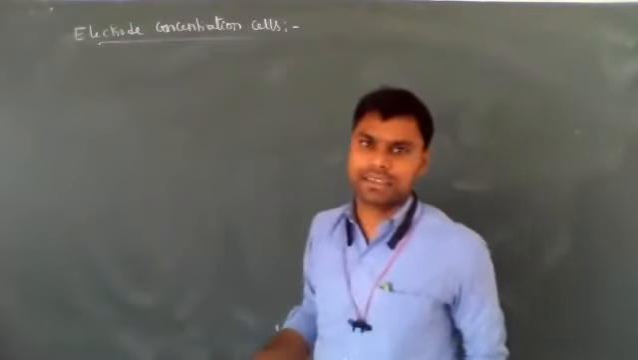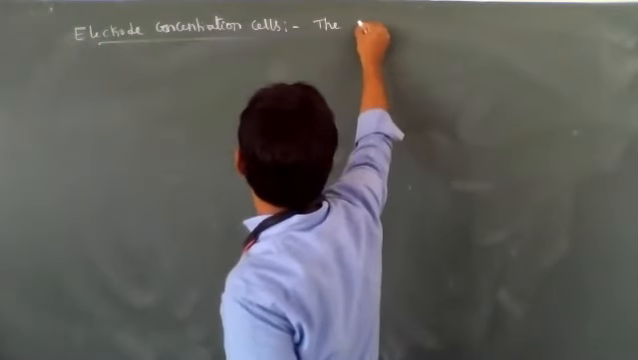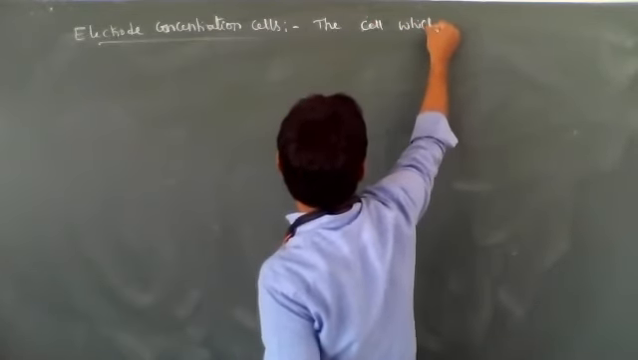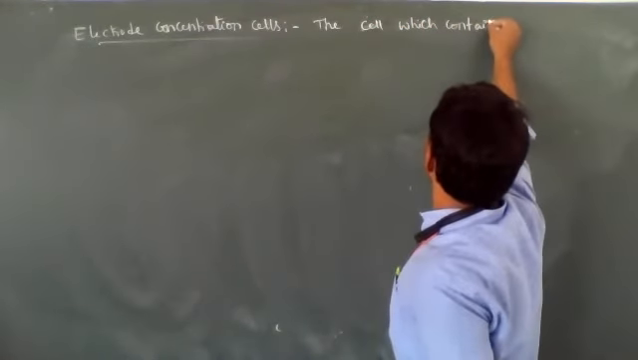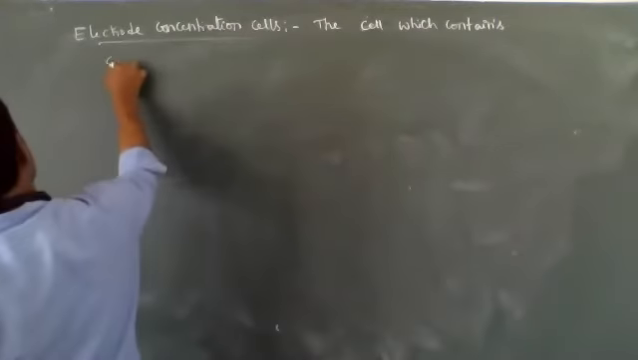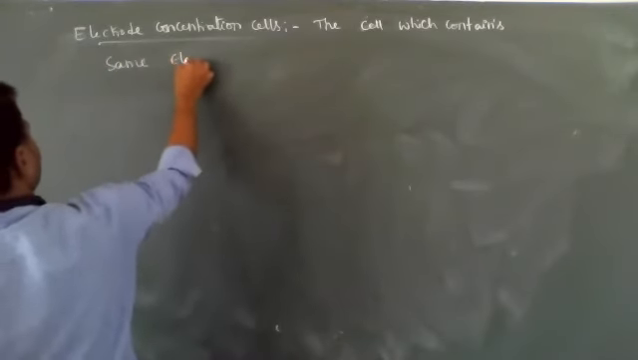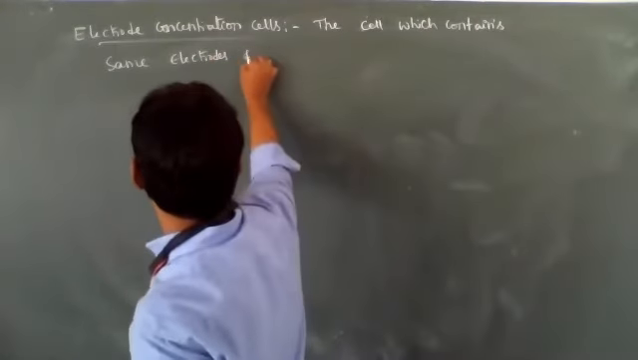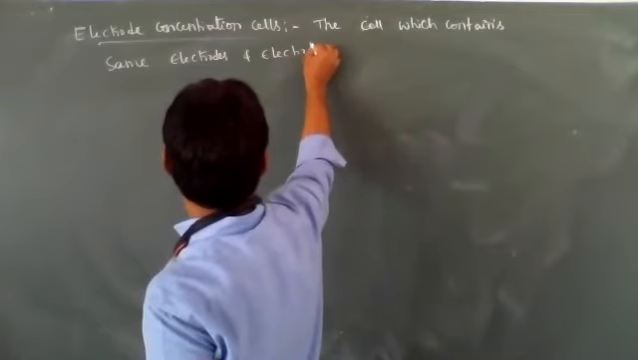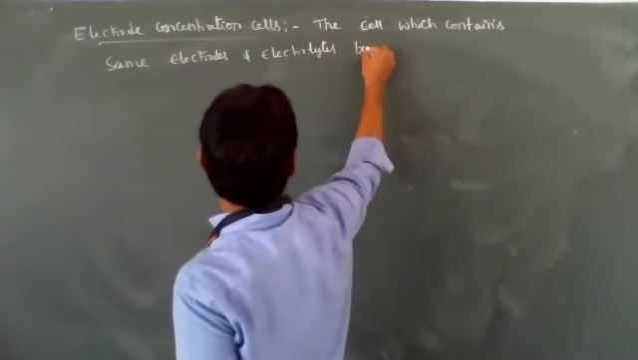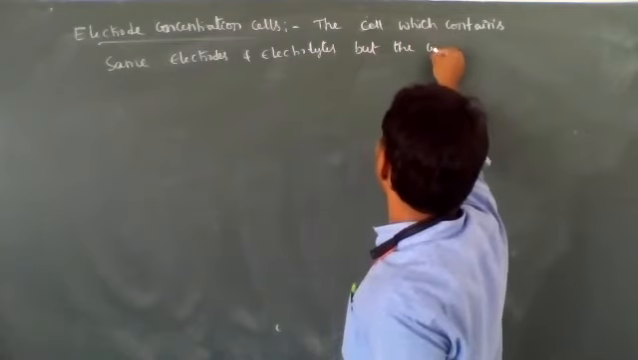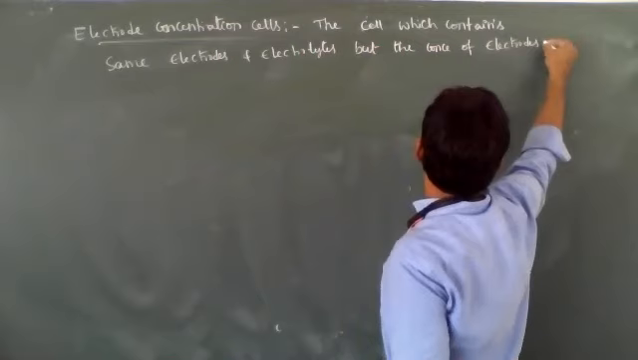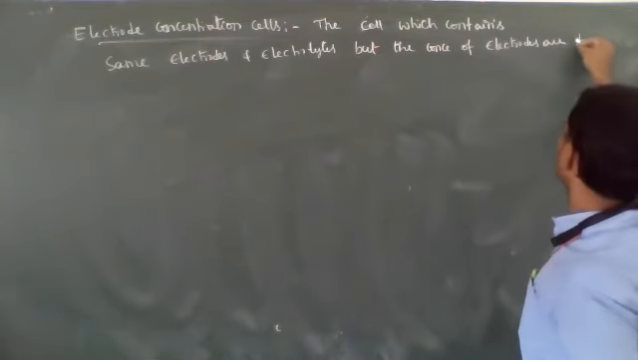Electrode concentration cells means the cell which contains the same electrodes and electrolytes, but the concentration of electrodes are different.